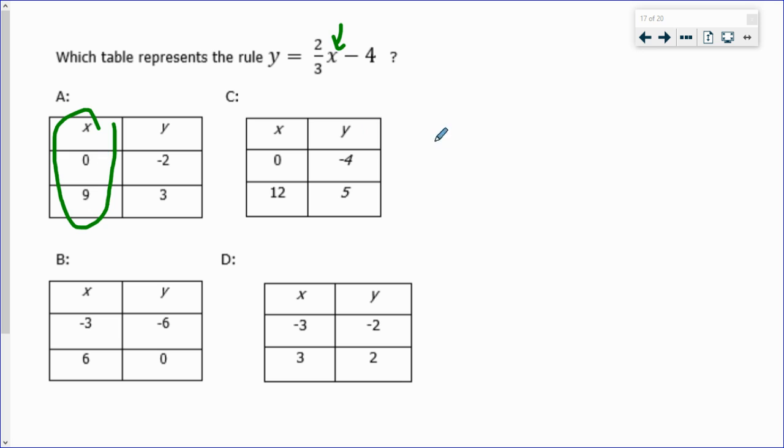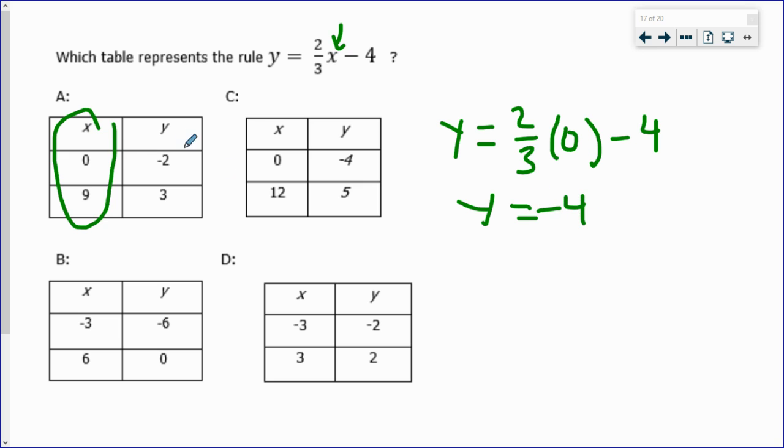Starting with letter A, if we plug in 0, y equals 2/3 times 0 minus 4. 2/3 times 0 is 0. 0 minus 4 is negative 4. Not negative 2, and so A cannot be our answer.